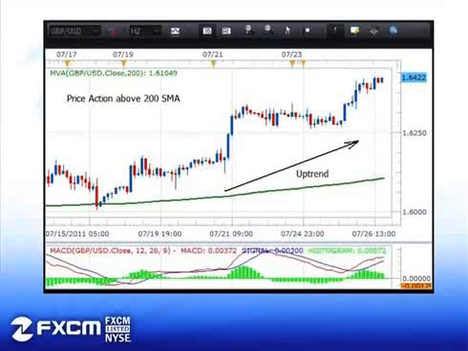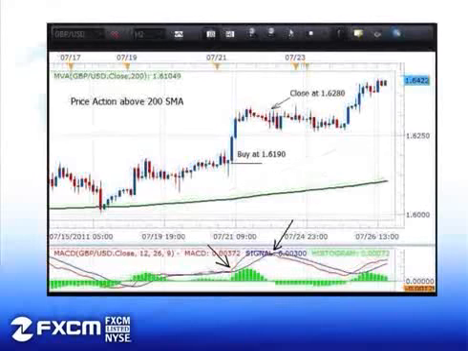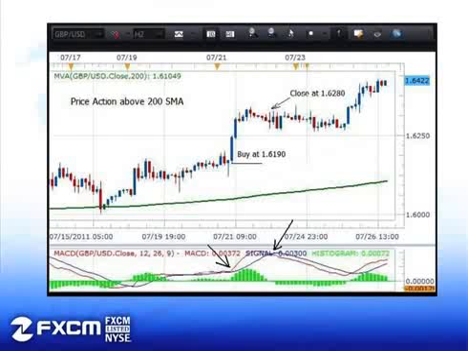And in an uptrend, our buying signal is going to be triggered when the MACD line, the red one, crosses above the signal line. That shows bullish momentum, upside momentum, is pushing this pair to the upside. Price action is above the 200 period moving average. And here we've got the MACD line crossing above the signal line, right where that arrow is. And so we would enter right there.